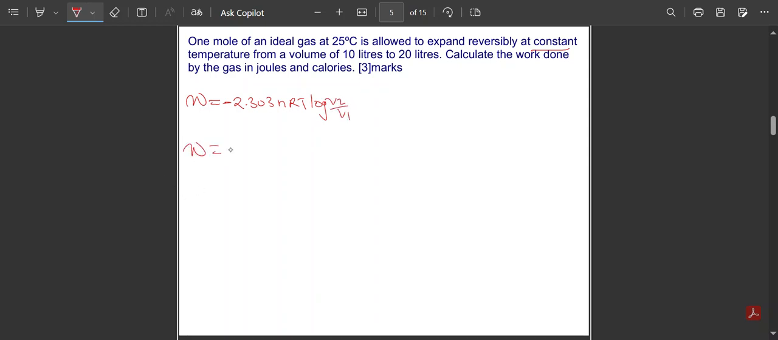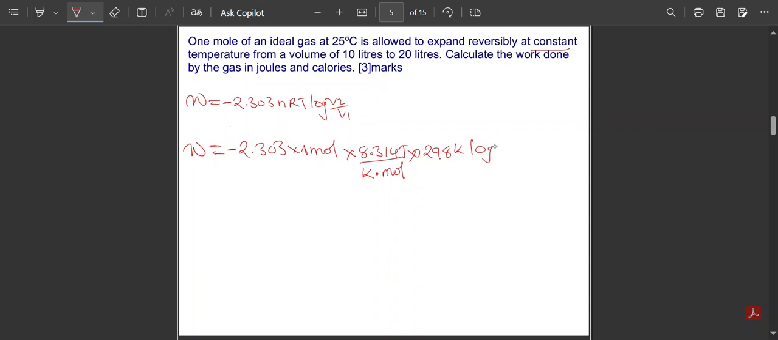So we'll substitute those values. We have one mole there, so it's 2.303, the number of moles is one mole, then times the ideal gas constant, which is 8.314 joules per Kelvin per mole. Then times the temperature now. The temperature we have is 25, so you calculate 273 plus 25. That is giving you 298 Kelvin.